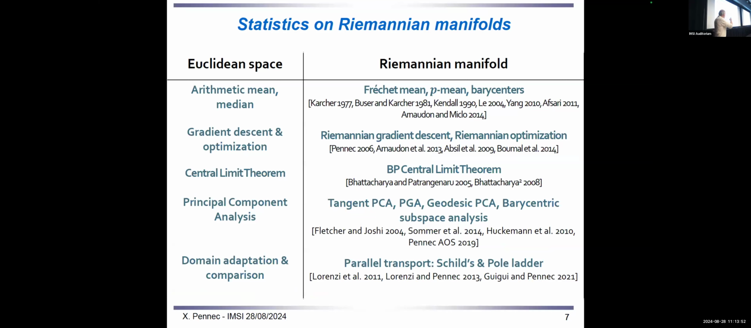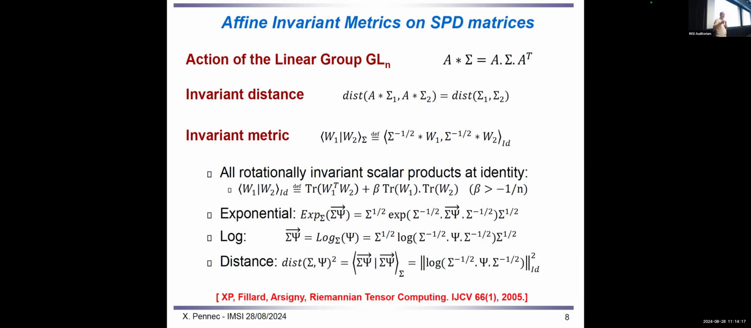And this is a list of the type of things that have been done so far. There's obviously Fréchet mean, Riemannian optimization, central limit theorem, extending PCA to manifolds, and maybe things like domain adaptation. If you want to compare what's happening with different parts of your space, then you can use parallel transport to do that. Okay, so let's go back to SPD matrices.